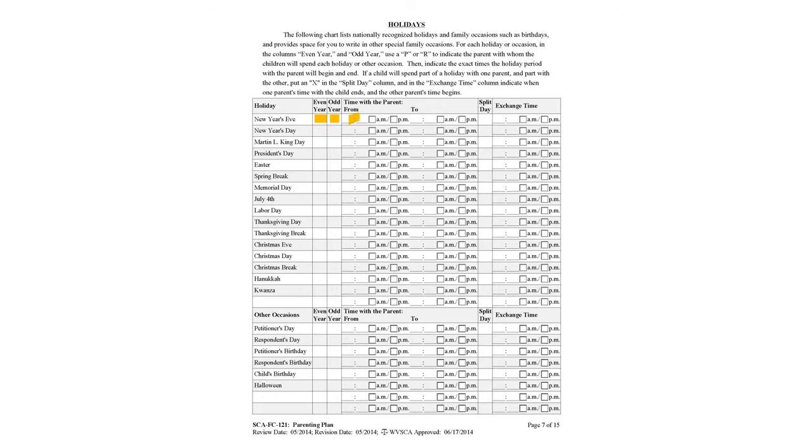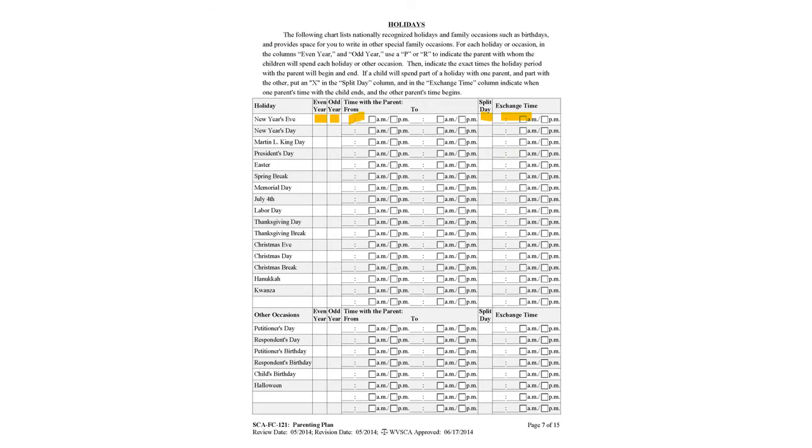Next, include the time that the parenting time will begin here. You may use the same pickup and drop-off time as your regular schedule, if that is applicable. If a child will spend part of the holiday with one parent and the other part with the other parent, indicate split day here. Then include what time the exchange will take place here.